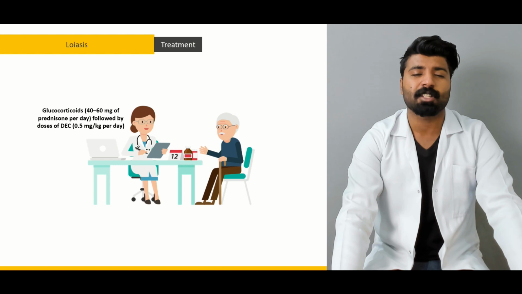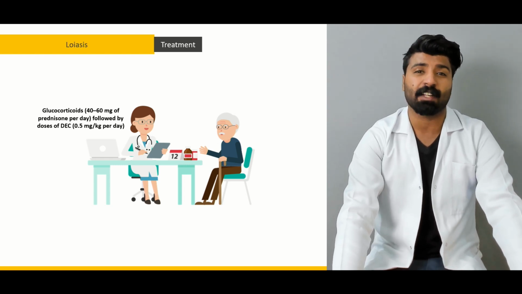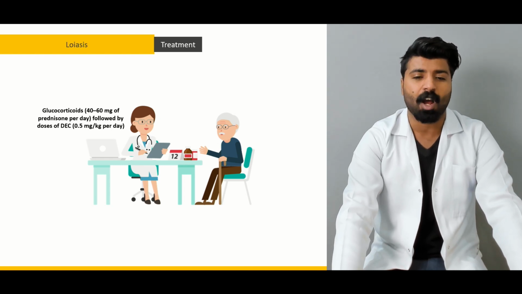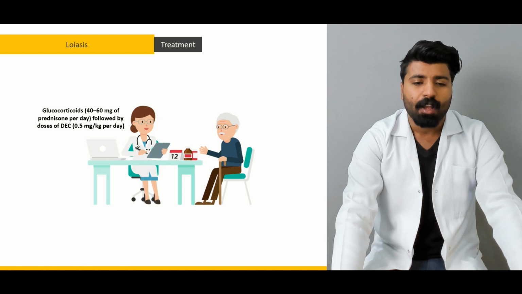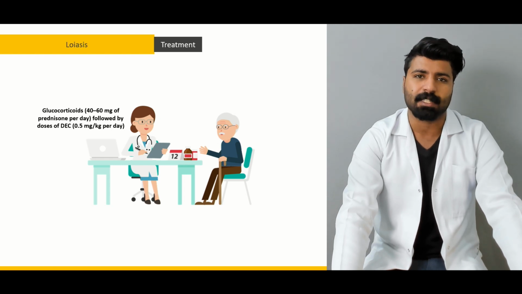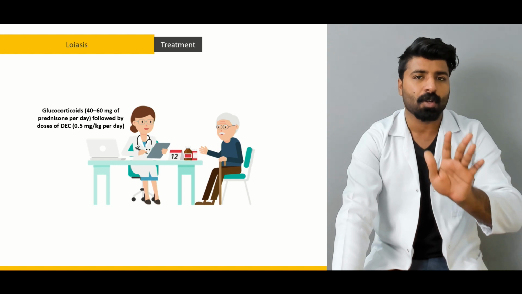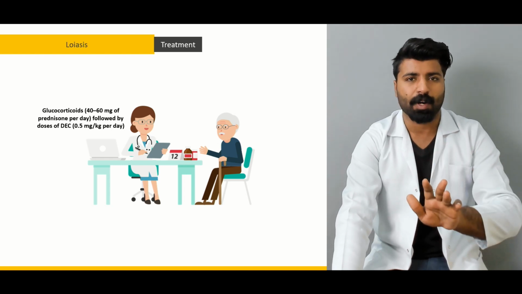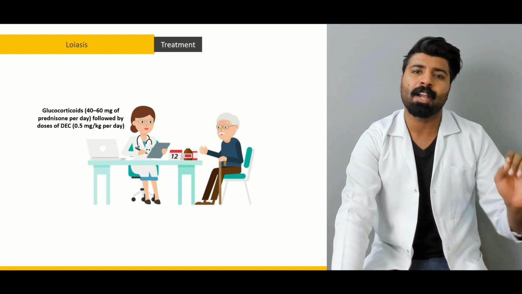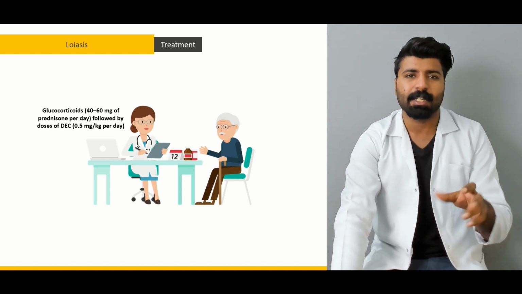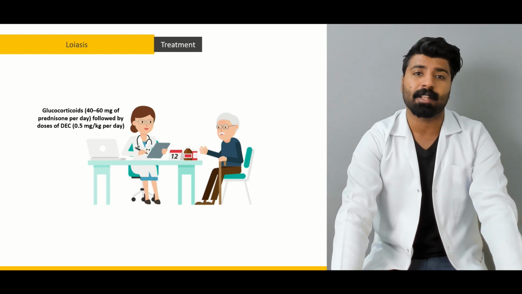Now, second treatment is glucocorticoids. Glucocorticoids have proven to be effective in this pathology. They can be given in 40 to 60 milligram of prednisolone per day, followed by a dose of DEC. Now, DEC is not to be discontinued. It's also given with glucocorticoids because glucocorticoids might relieve you for some time, but it's not the ultimate treatment. On the other hand, DEC is the ultimate treatment, diethylcarbamazine.